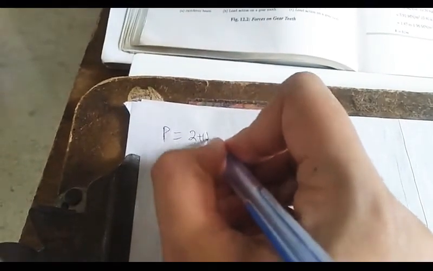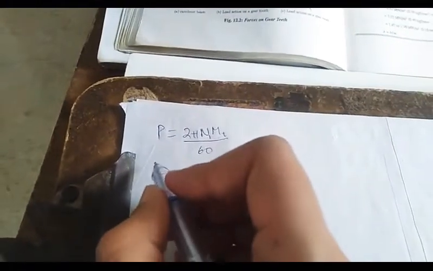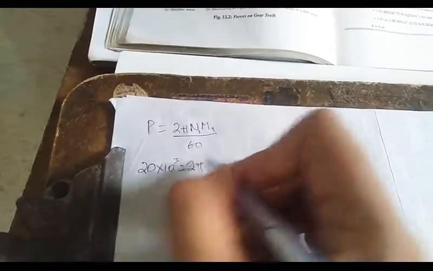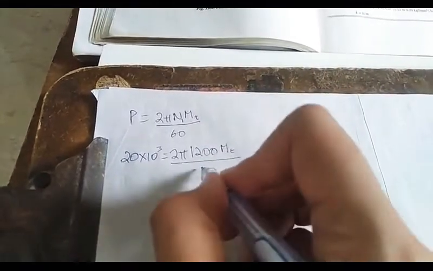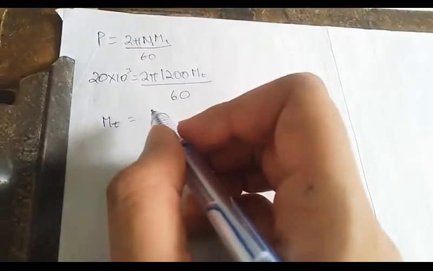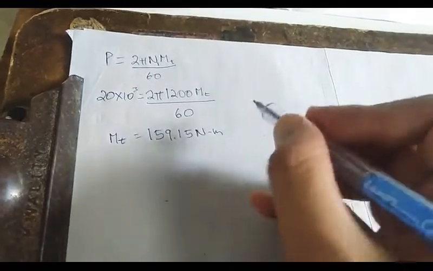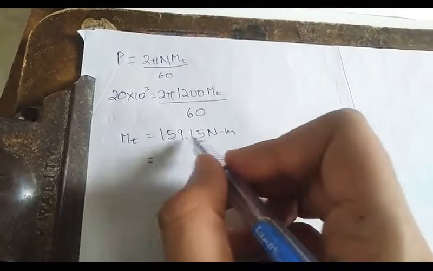Now we shall find the torque from the given power equation. As I said, this is N1. In the question they have given the power as 20 kilowatt, and N1 is 1200 rpm. So the value of MT I'll get by solving this equation is 159.15 Newton meter. We can convert this value to Newton millimeter by multiplying by 10 power 3.